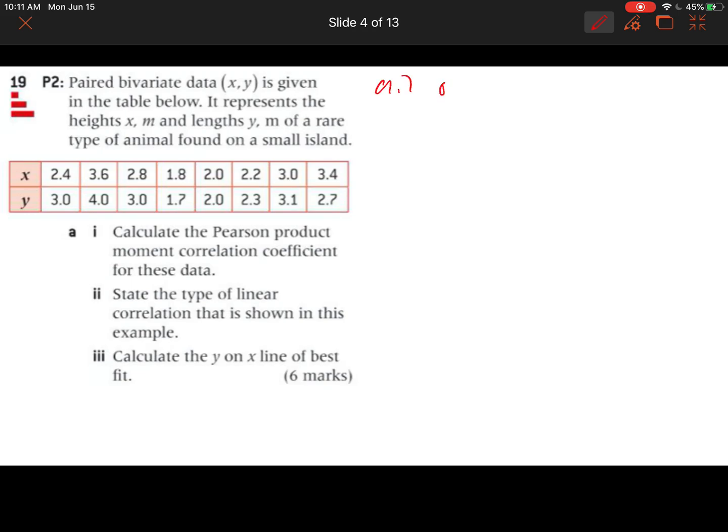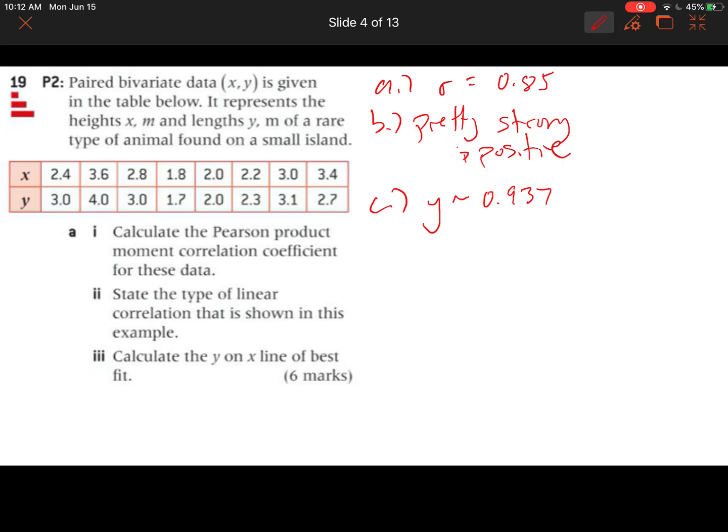Alright, so using my calculator for part A, I got that r is equal to 0.85. State the type of linear correlation. It's strong and it's positive, or it is pretty strong and positive. Calculate the y on x line of best fit. Again, that's just using either your TI-84 or Desmos, and I got y is approximately 0.937x plus 0.242. Moving on with my life.